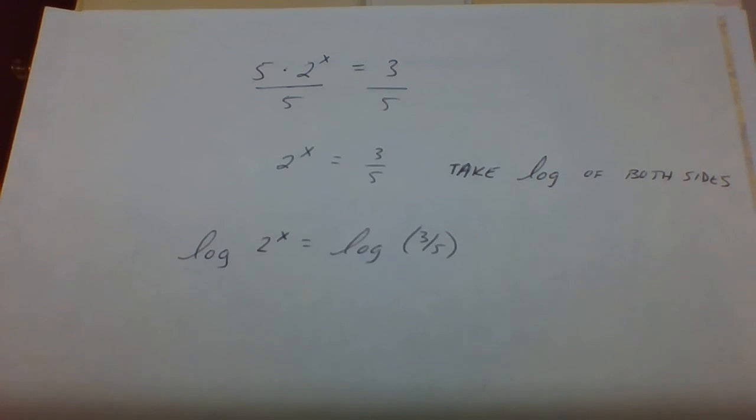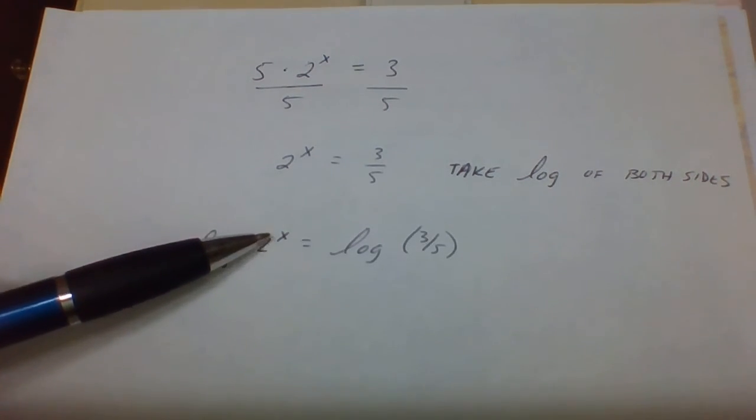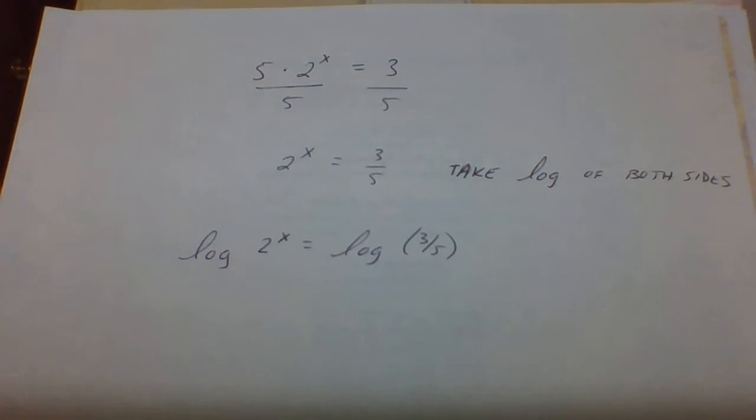So I've got log of 2 to the power x equals log of 3/5. Now I can go ahead and start using my properties. Keep in mind, we are solving this equation for x. And this is an exponent on my 2, so I can actually use property 3, and I can bring that x down in front.